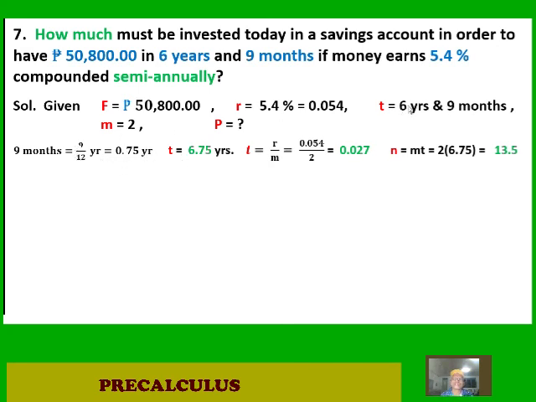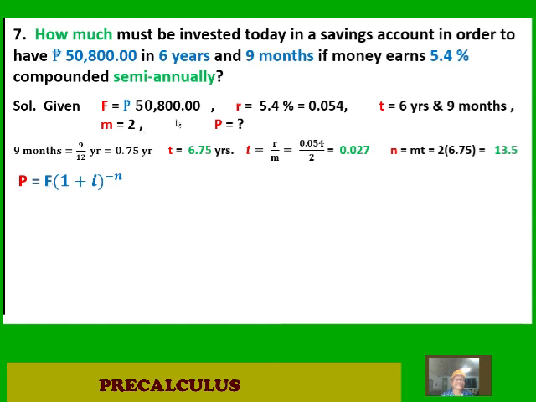So the time is 6.75 years. I is equal to R over M. R is 0.054 over M is 2. So divide, this is 0.027. N is equal to M times T. M is 2, T is 6.75 years. Multiply, 13.5. Okay, this is the formula for the present value P or the principal.